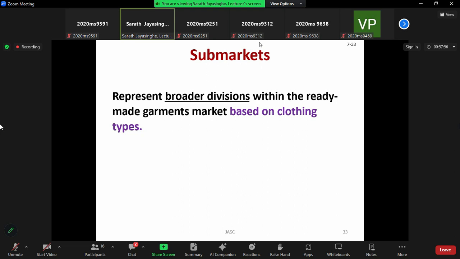Luxury fashion, children's wear. Yes. Materials, another answer. Any other answers? Any submarkets you can identify in this garment sector? Sportswear, lingerie. Very good. Right. These are the examples.